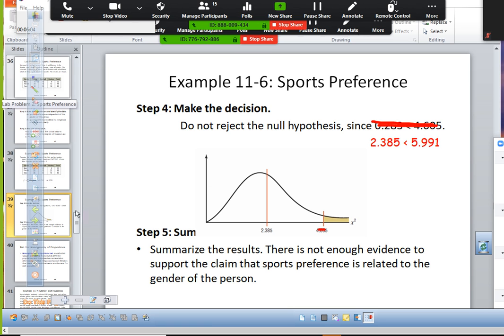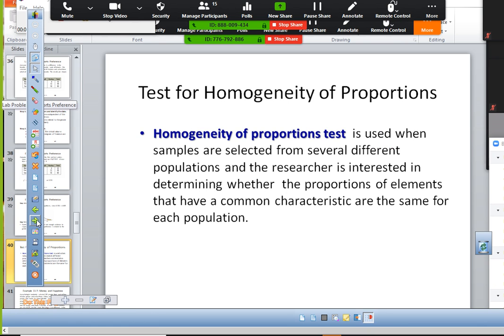Okay. So we need to move on. Homogeneity of proportions is a similar type of test. Again, it's the same basic test. It's just saying the proportions are equal, which is the same thing as saying they're independent. So really, it's the wording in the claim that will differ. That's all.